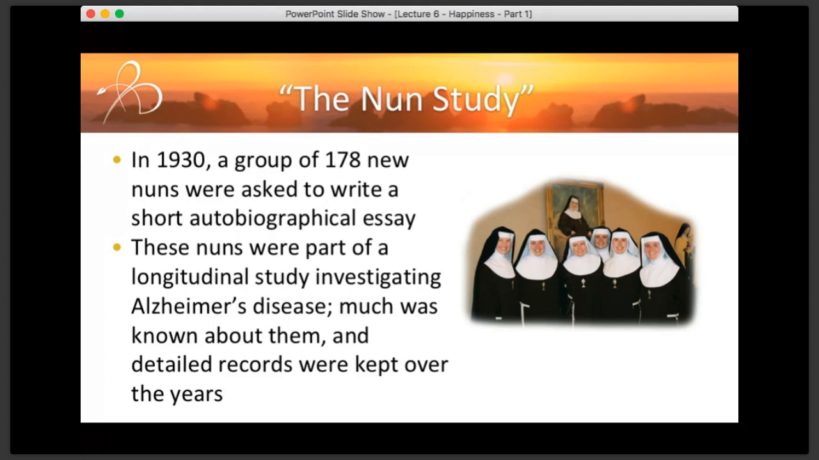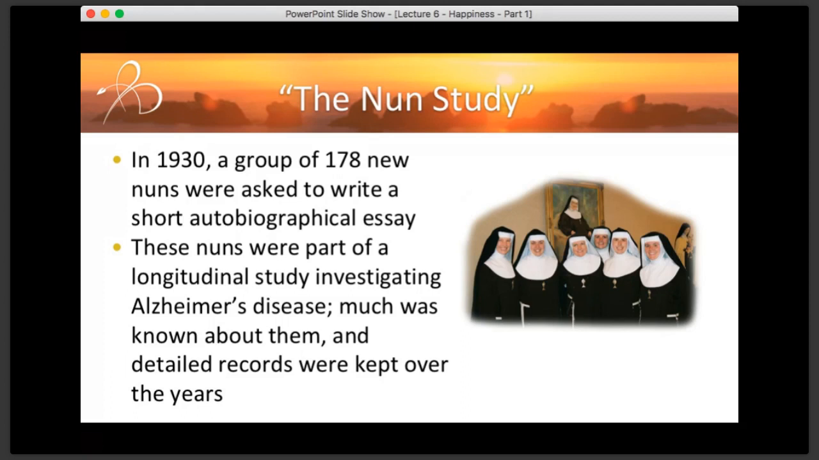What's neat about nuns is that they live in fairly consistent environments, right? They eat consistent foods. They have consistent habits. No pun intended. I really didn't intend that pun at all, but that was kind of funny.